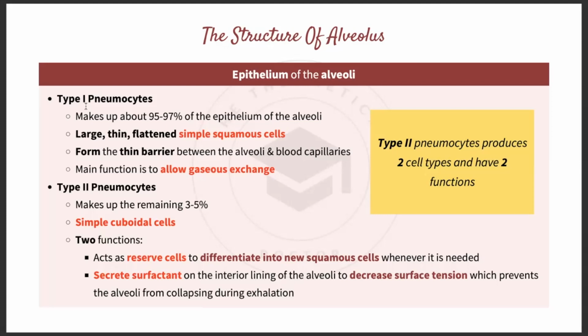For type 1 pneumocytes, they comprise about 95 to 97% of the epithelium of the alveoli. They are large, thin, flattened, simple squamous cells. So type 1 pneumocytes are simple squamous cells, and they form the thin barrier between the alveoli and the blood capillary.